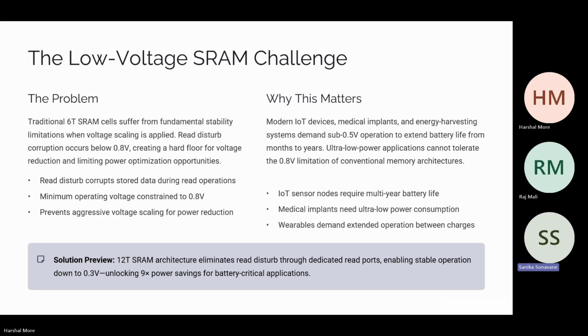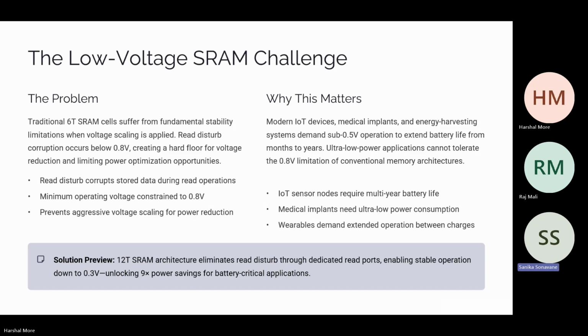Let's start with why this matters. We are all facing the low voltage SRAM challenge. The entire electronics industry, from tiny IoT sensors to critical medical implants, is pushing for multi year battery life. This demands chips that can run on extremely low power, meaning operation well below half a volt. But there's a fundamental problem.